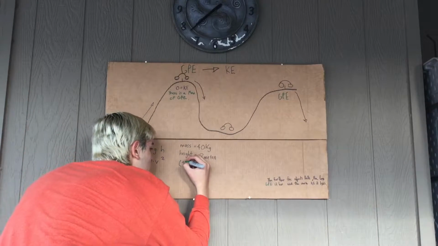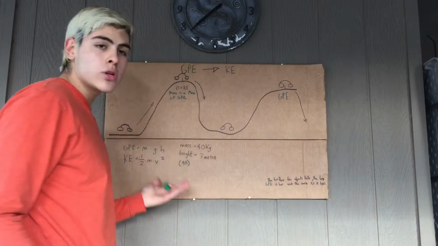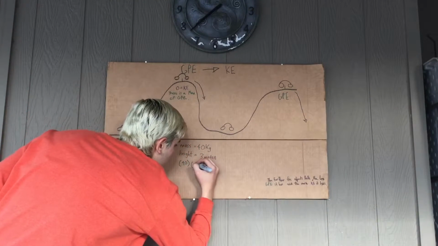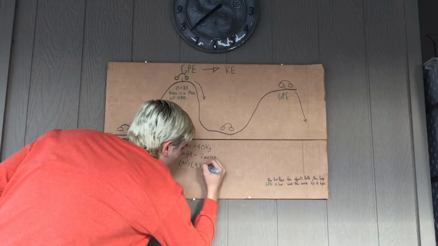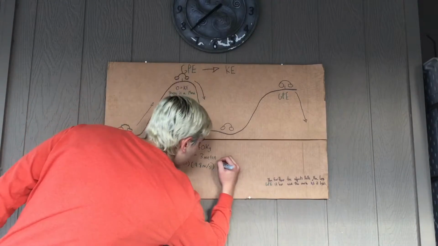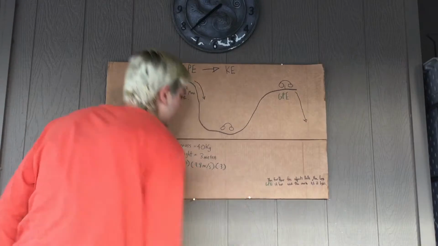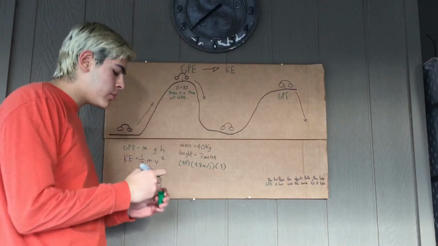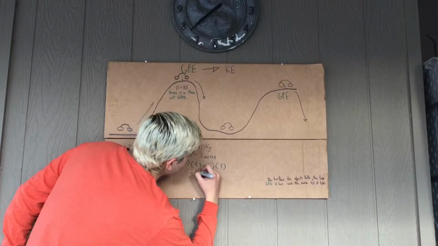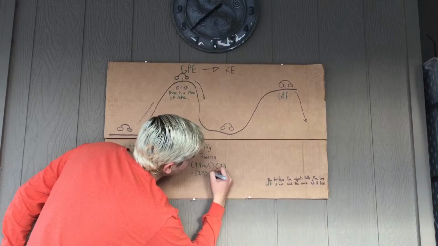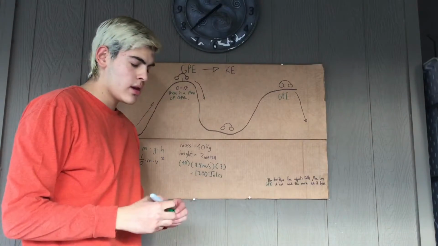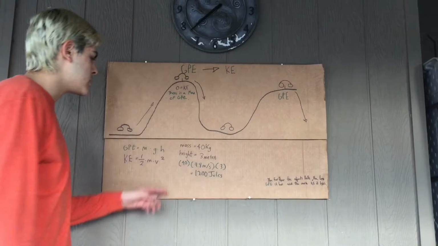So we do 40 times gravity, which we should all know, 9.8 meters per second squared, times its height. So its height is 3. I already calculated that because I came up with this problem. Hopefully, it is equal to 1,200 joules. I believe that's how you spell joules. I may be wrong, but I think that's right.